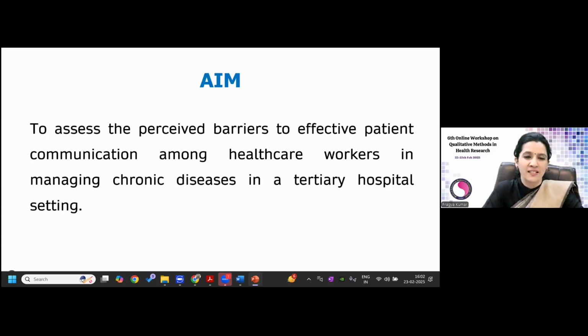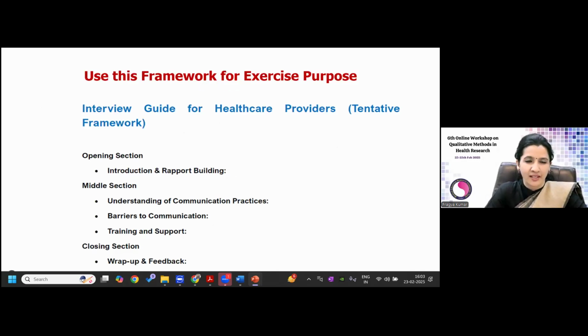Thank you. Yes, please continue reading this. The aim is to assess the perceived barriers to effective patient communication among healthcare workers in managing chronic diseases in a tertiary hospital setting. So we have, thank you so much.